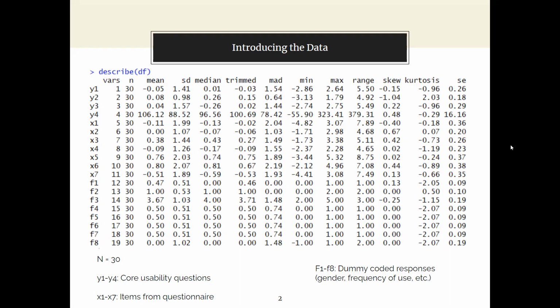These will be our dummy coded responses. These might be things that we can group users by, like gender or the frequency of use, like how often they use a product rated on a Likert scale, maybe something from 1 to 5, something that is not necessarily continuous scale, but in individual increments.